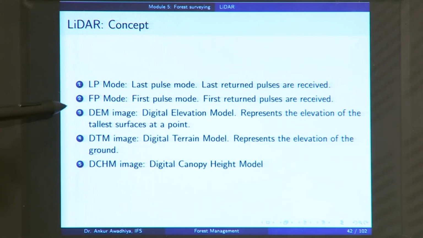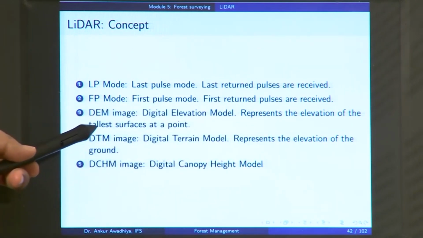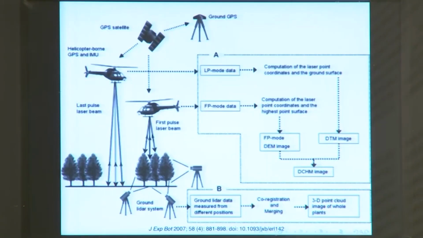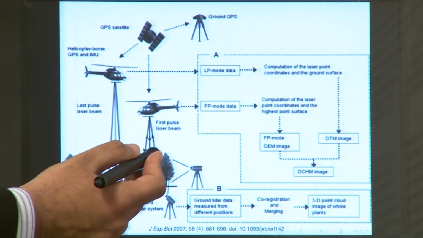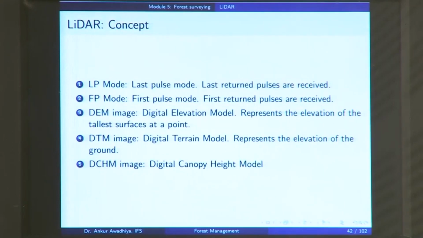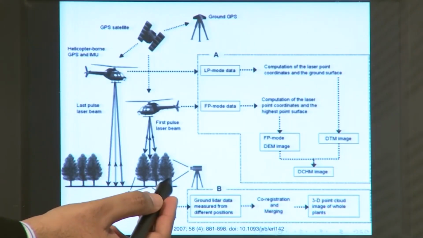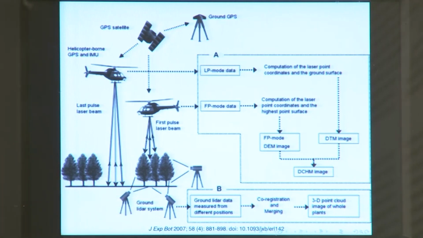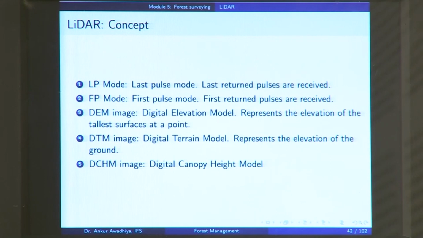Now, in this case, you can construct two different sorts of surfaces. One is the DEM image. DEM is the digital elevation model. It represents the elevation of the tallest surfaces at a point. So, in this case you are measuring this surface, and when you construct the whole surface it will give you the DEM. Next you have the DTM or the digital terrain model, which represents the elevation of the ground. So, in this case you are measuring where your ground surface is, and using both of these you can subtract the DTM from the DEM and you will get the digital canopy height model or the DCHM.